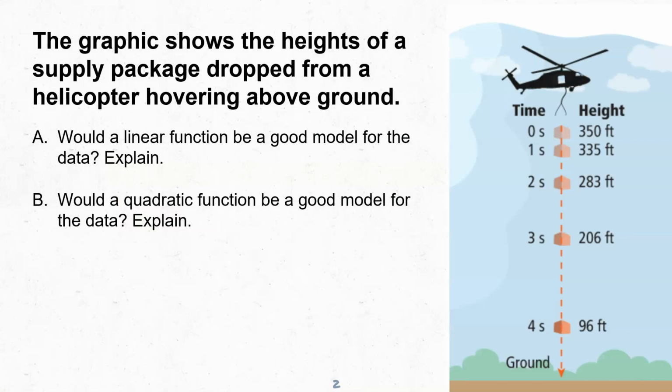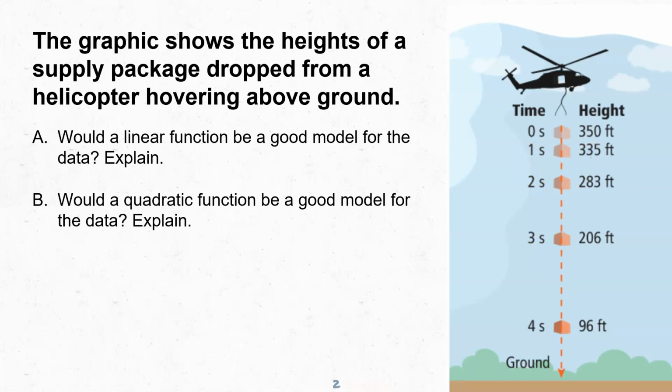It says this picture shows the height of a supply package dropped from a helicopter hovering above the ground. So they drop the package and it's showing us the time after 0 seconds, it has a height of 350. After 1 second, 335, and so on and so forth. The first question is, would a linear function be a good model for the data?